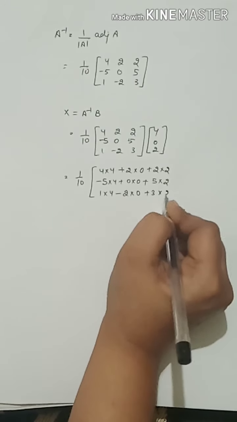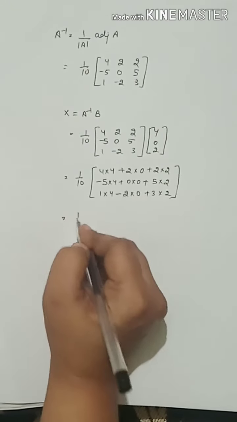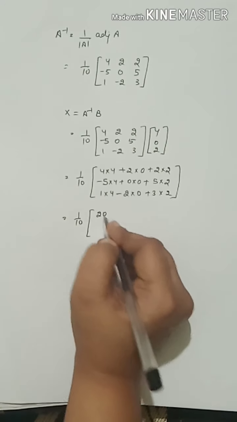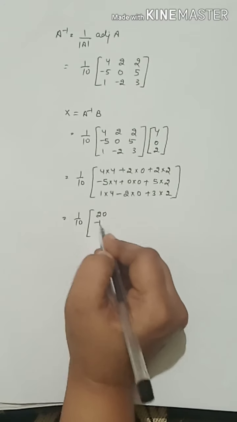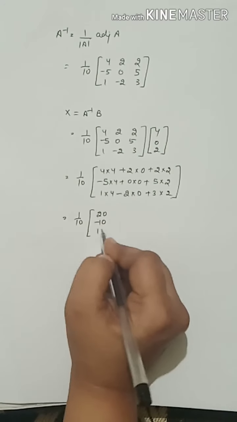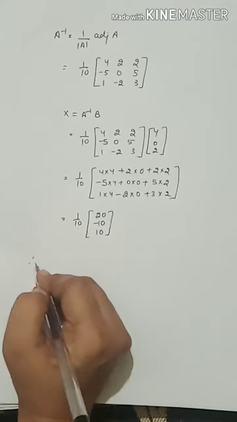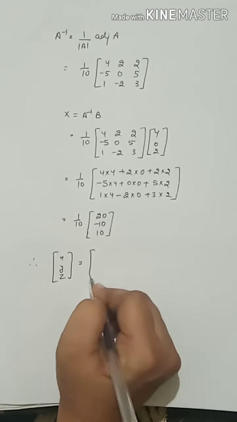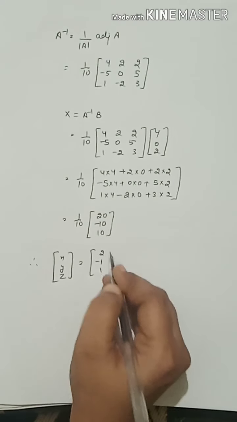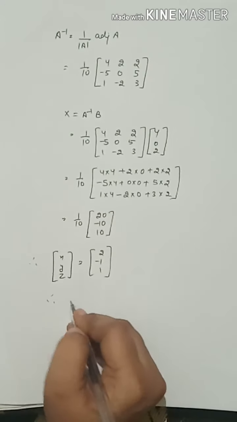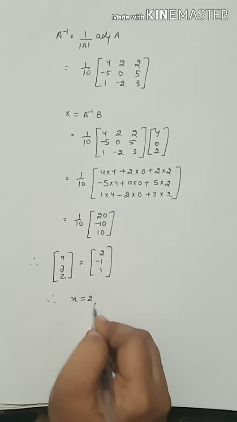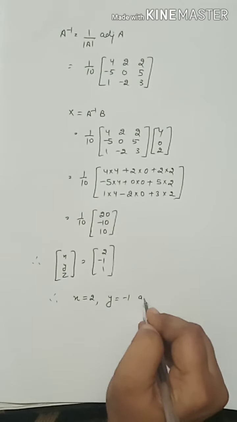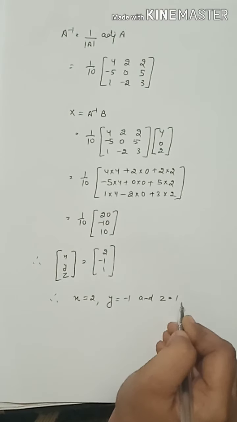Now after simplification, we get 20, -10 and 10. Thus x, y, z will be 2, -1, 1. Therefore, x is equal to 2, y is equal to -1 and z is equal to 1 is the solution of the given system.